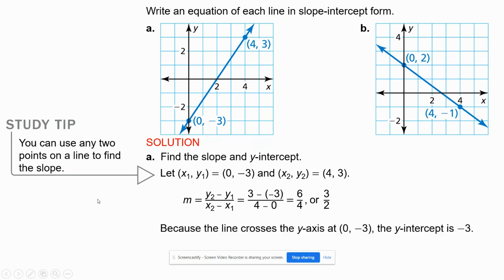So now I'm going to use the equation y equals mx plus b. And my equation then is y equals 3 halves x minus 3. Because if I look at the graph, I see my y-intercept is negative 3.